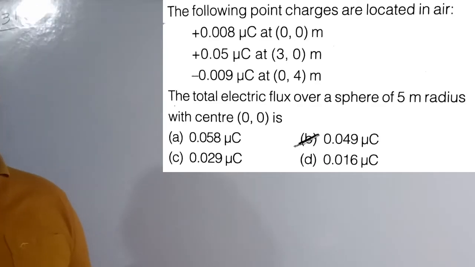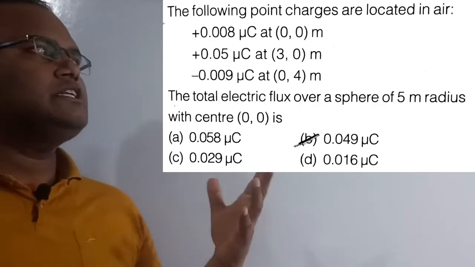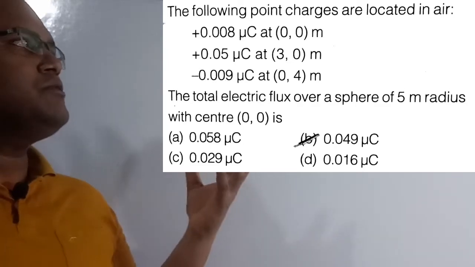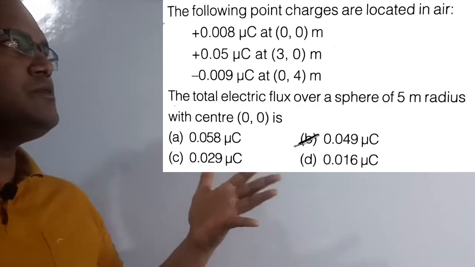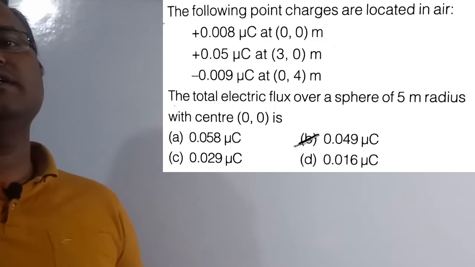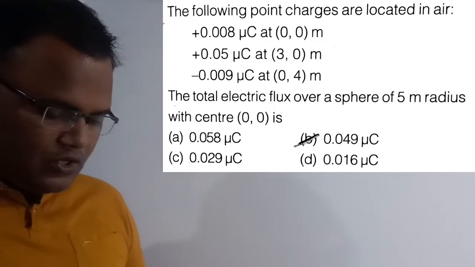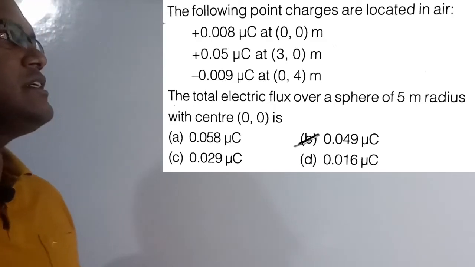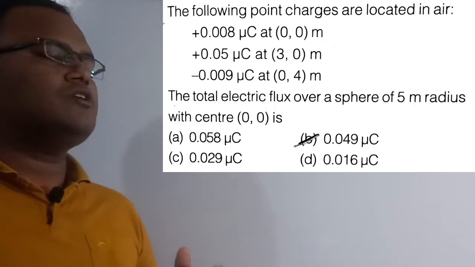Now we have to find how much electric flux is passing through a sphere of radius 5 meter which is centered at the origin. We need to figure that out. Out of these four options, option B is the correct solution of this question. So let's solve this numerical.